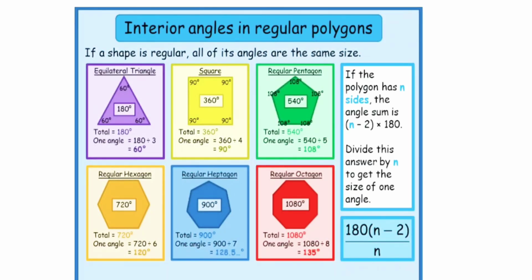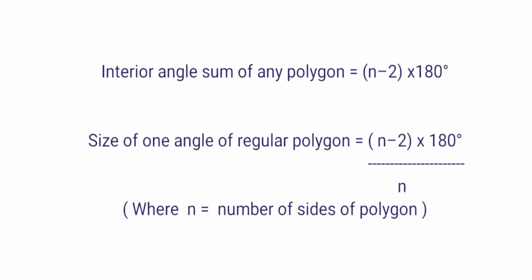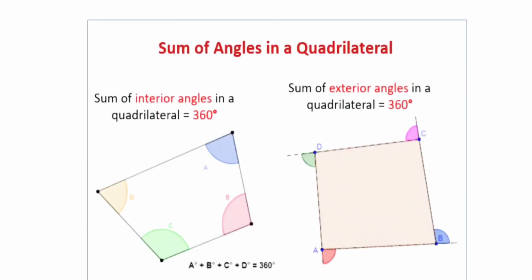Next is the interior angle sum of any polygon. The formula is (n minus 2) times 180 degrees, and the size of one angle of a regular polygon is 180 times (n minus 2) divided by n. This is the formula. So the interior angle sum of any polygon is equal to (n minus 2) times 180, and the size of one angle of a regular polygon is (n minus 2) times 180 by n, where n is the number of sides of the polygon. This is the formula to find the interior angle sum and size of the angle.